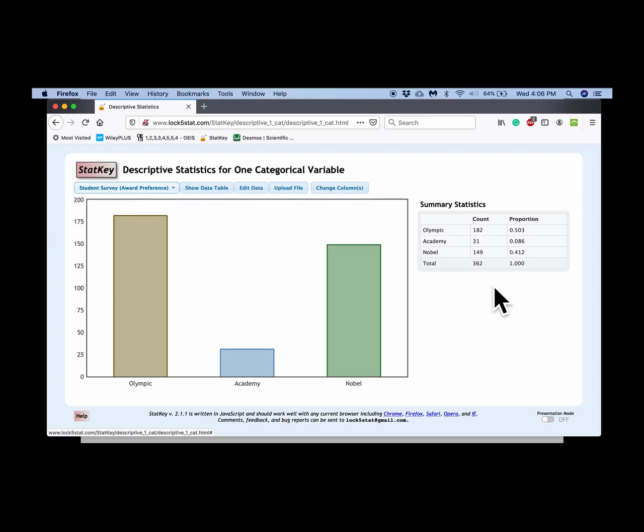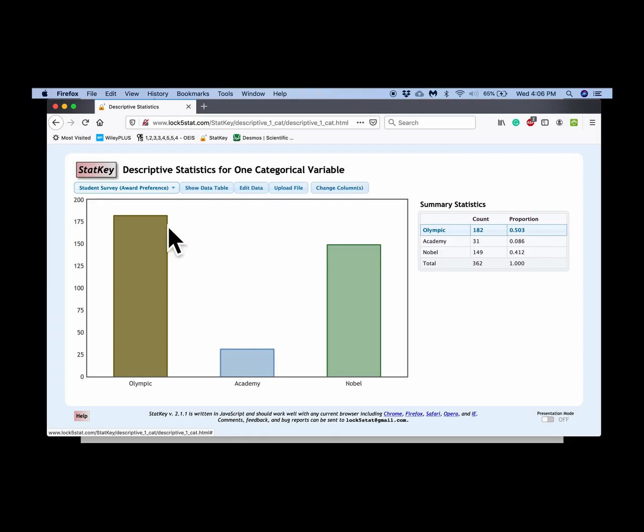Now, another way of looking at that same data is graphically using this bar chart. So basically all you have to do is list the values of your categorical variable here on the x-axis, so Olympic medal, Academy Award, and Nobel Prize, and then have a scale off to the side, and then draw a bar whose height is exactly the count in question. So for the Olympic medal, we're going to have to draw a bar that's 182 units high.